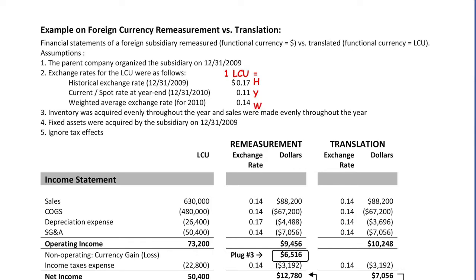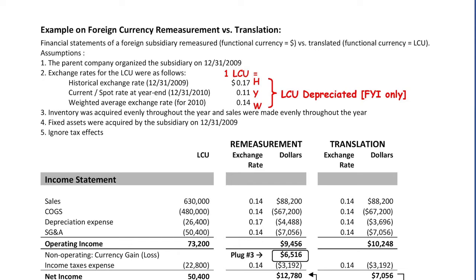Because end of last year, one local currency unit was worth 17 cents. During the year, it was worth 14 cents. At the end of the year, it was only worth 11 cents. Now, this shows that the local currency unit has actually depreciated. Now, that's a quick analysis that I've done. So, right there, LCU depreciated. Now this is not so relevant for the problem, but write FYI only. This is only for your information.